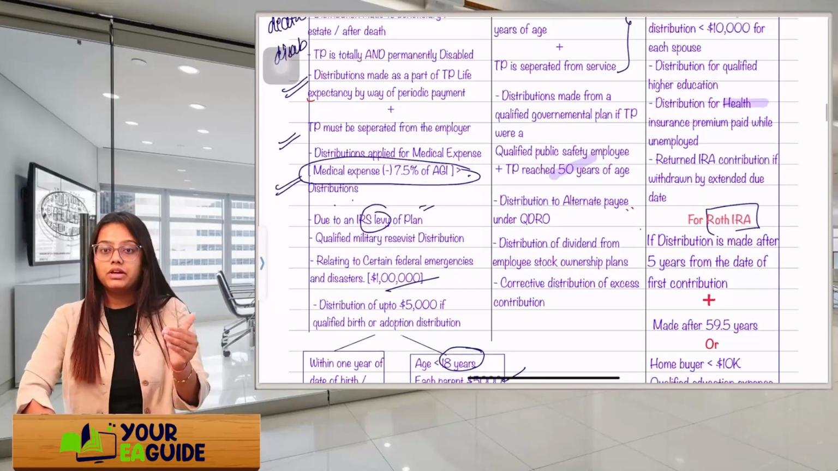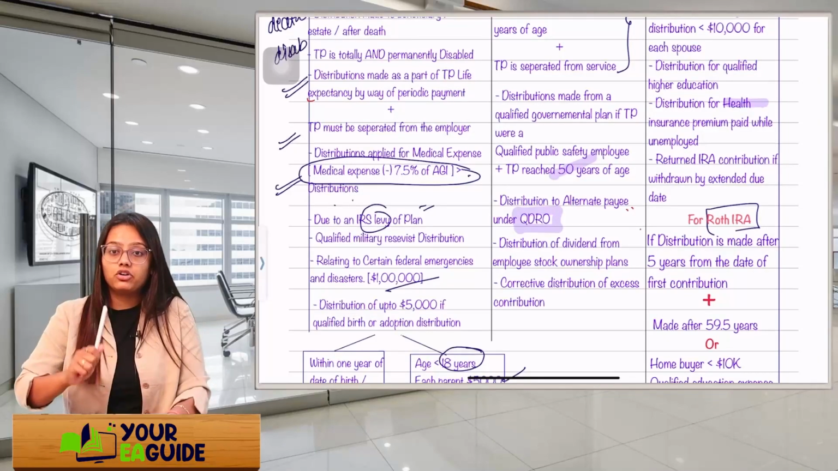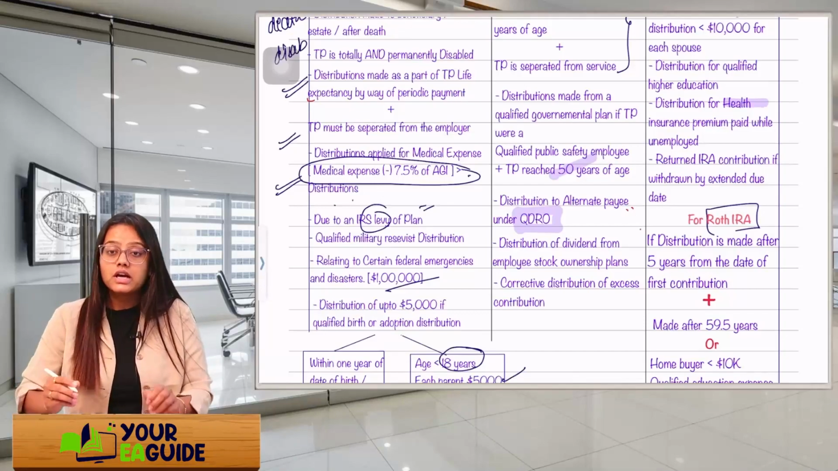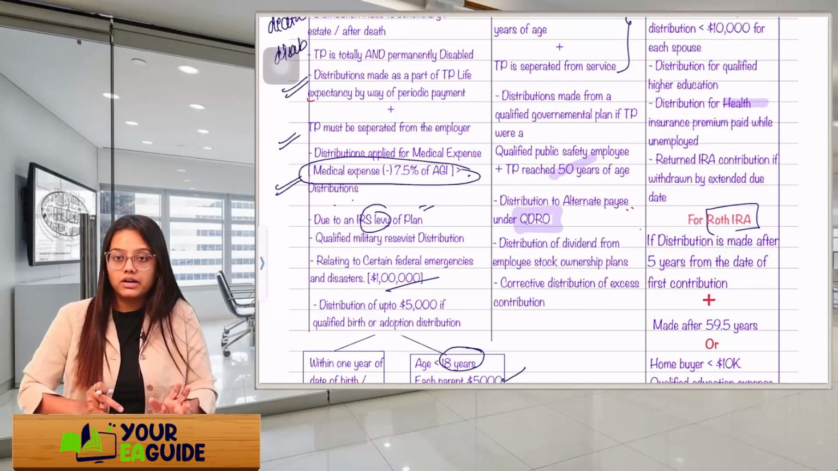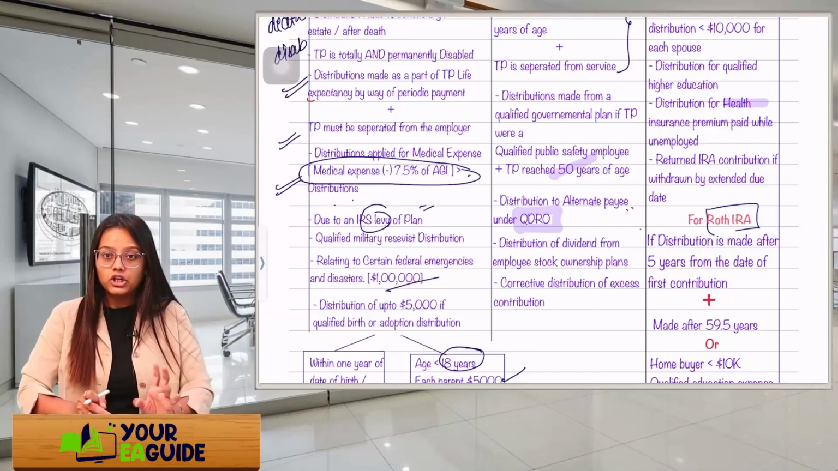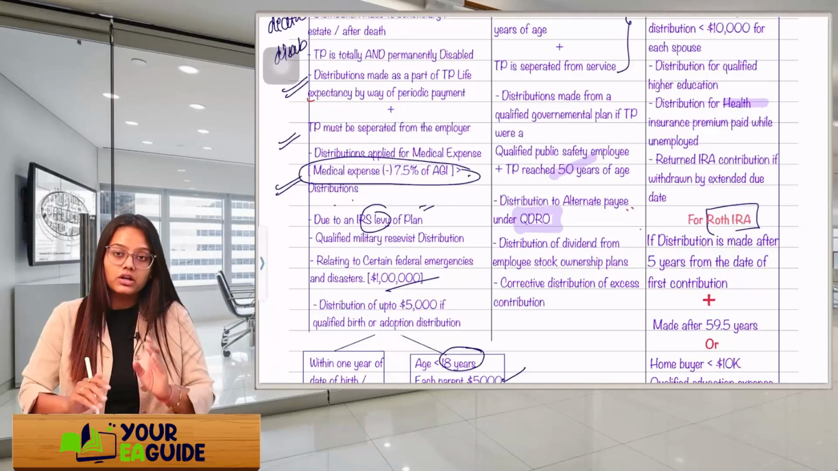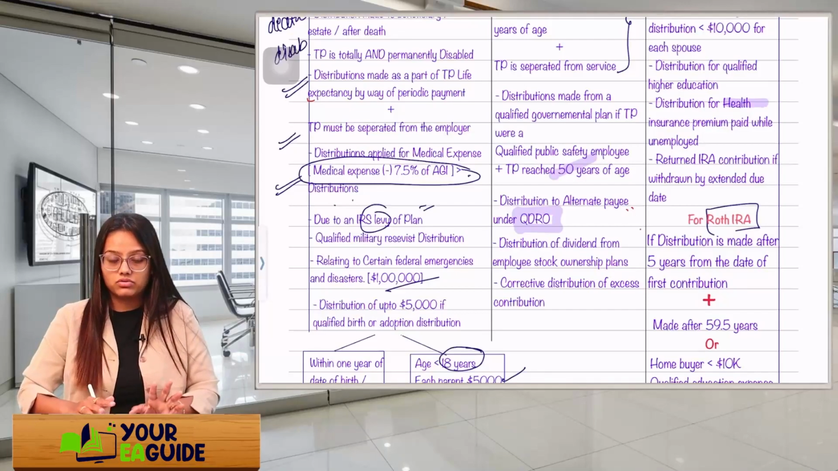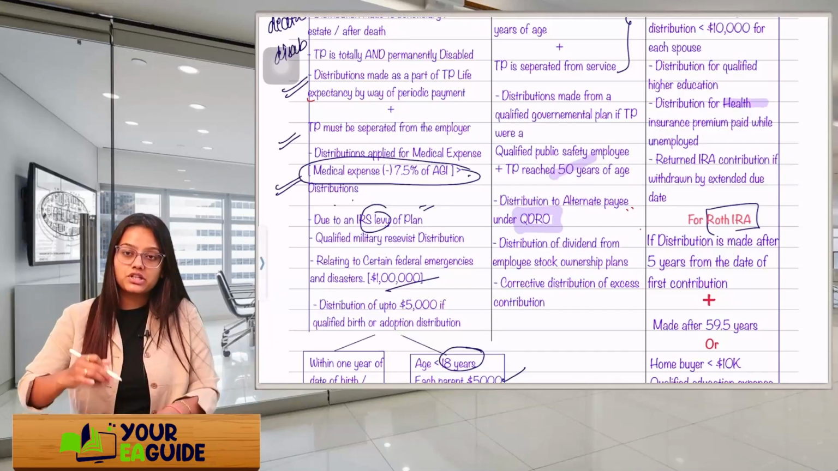Okay, then we have a qualified domestic relation order. QDRO means qualified domestic relation order. If a nominee is going to receive a payment under the name of alternate payee. QDRO means two persons are living together, they are not married, okay, but since they are living under the same roof, let's say the other person has been added as a nominee in the IRA account. Okay, live-in relations we can say. So that is a qualified domestic relation order.